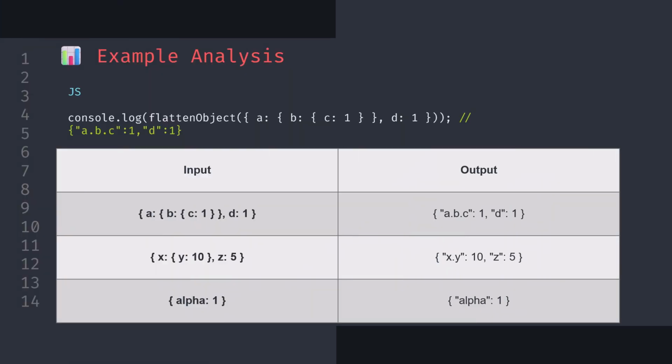These examples help us confirm that the function works across various depths. In each case, the leaf values are preserved and the key paths are accurately constructed. It even works for single layer or fully flat objects by just passing through them. This flexibility is why this technique is so handy in real-world coding.